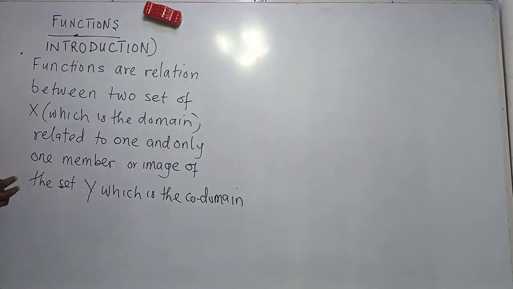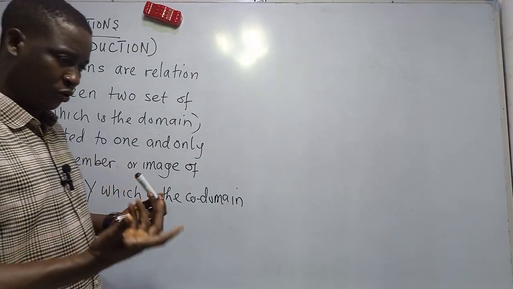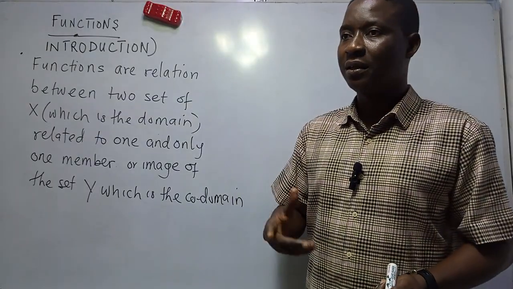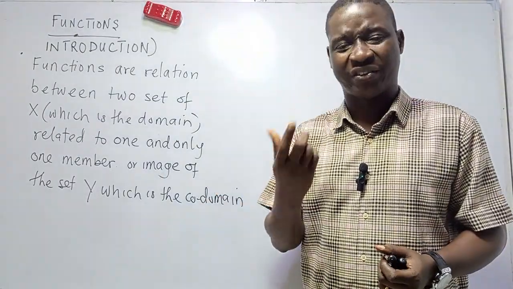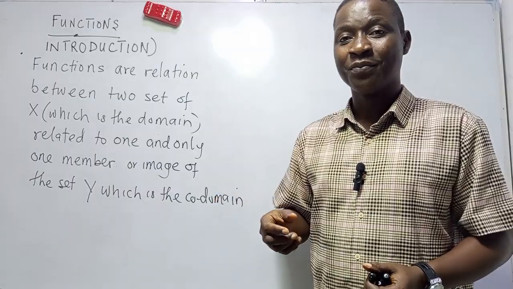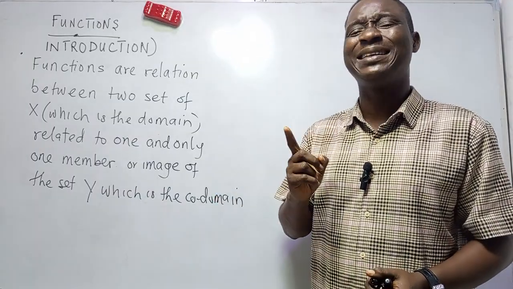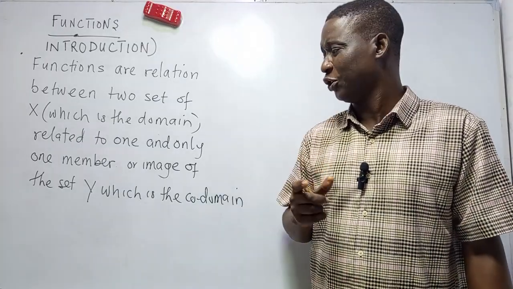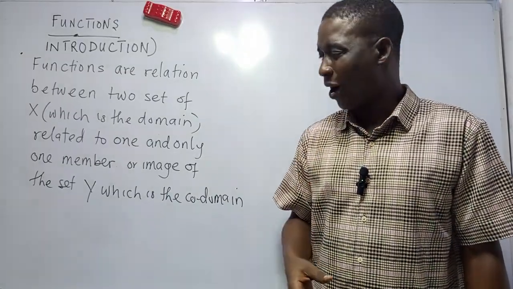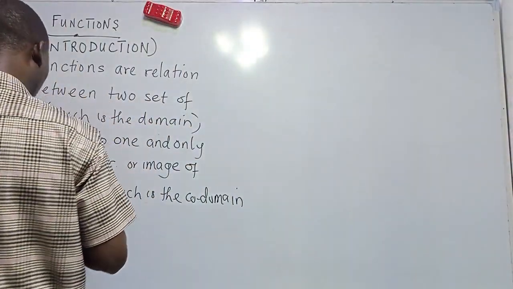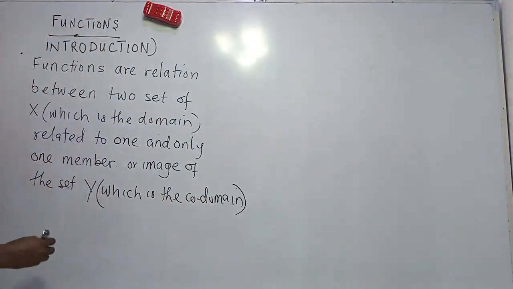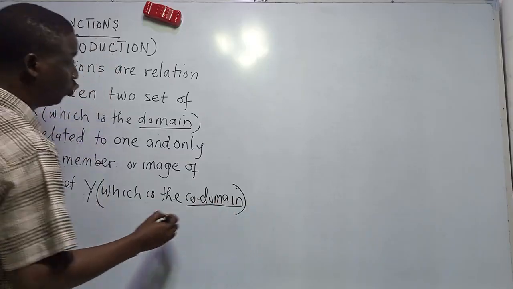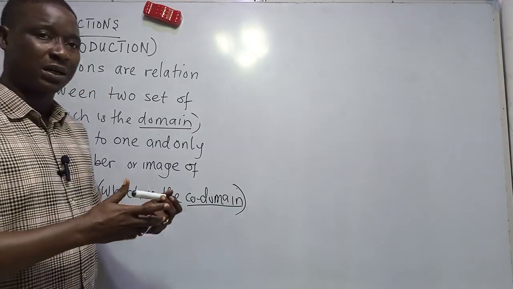So let me put it this way. Functions are relations between two sets, X, which is the domain, related to only one member or image of the set Y, which is the codomain. So now we have mentioned two things here, the domain and the codomain. Let's outline them so that we can define them.